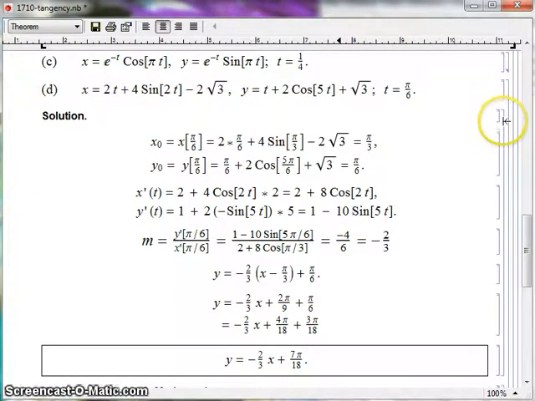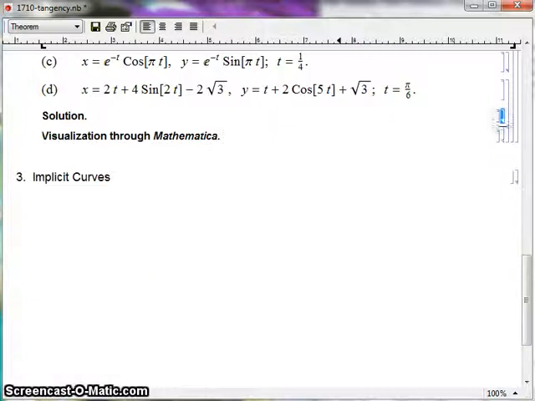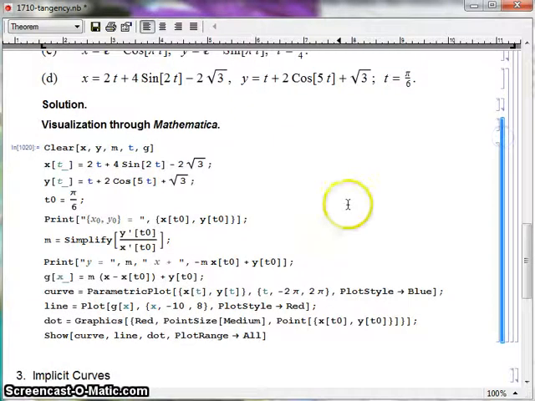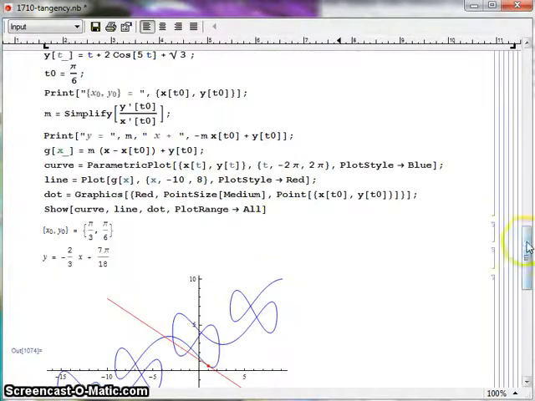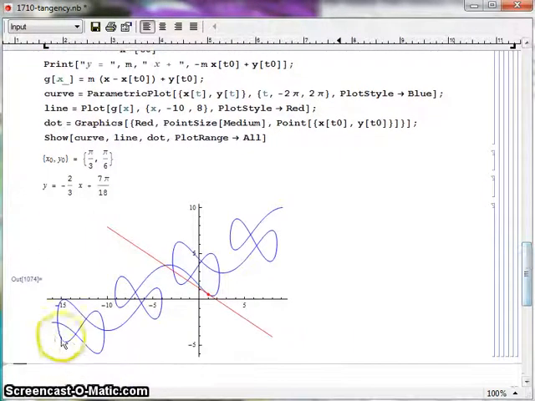Now that we are done with the problem, let's verify our solution through a Mathematica program. Please note that we have the same functions defined here, and t naught is pi over 6, given. Alright, let's run this program, and what do we have? We have a parametric curve like this, and then we have a point.